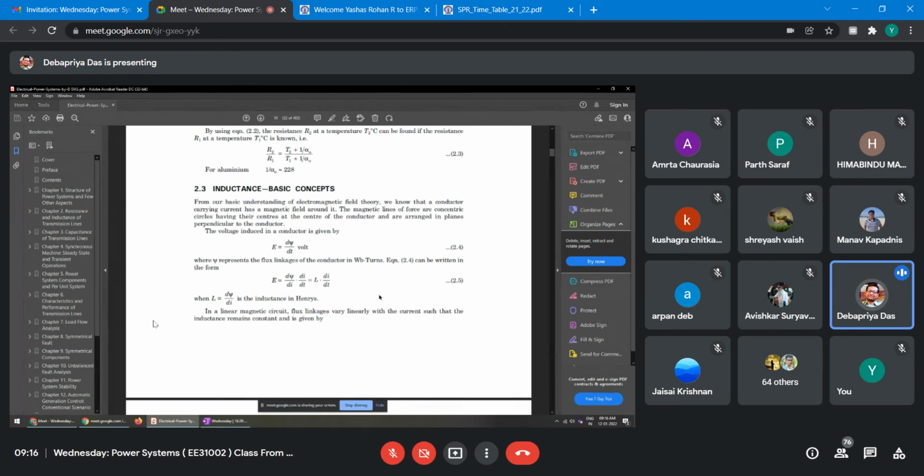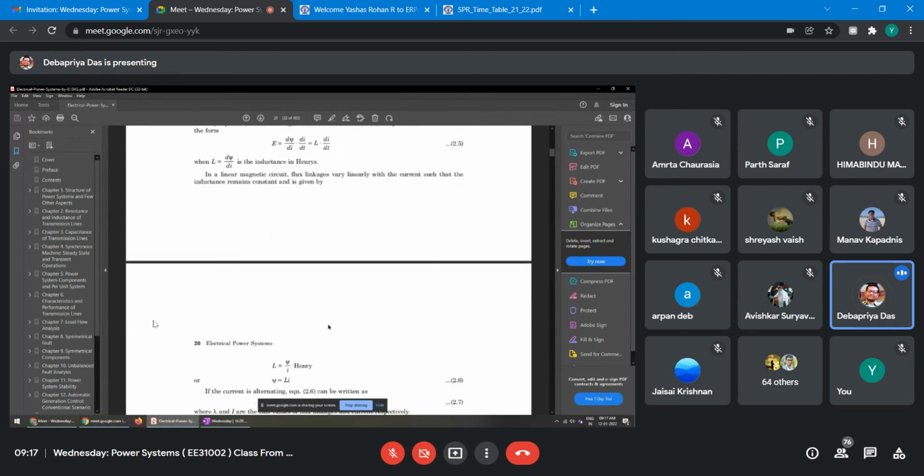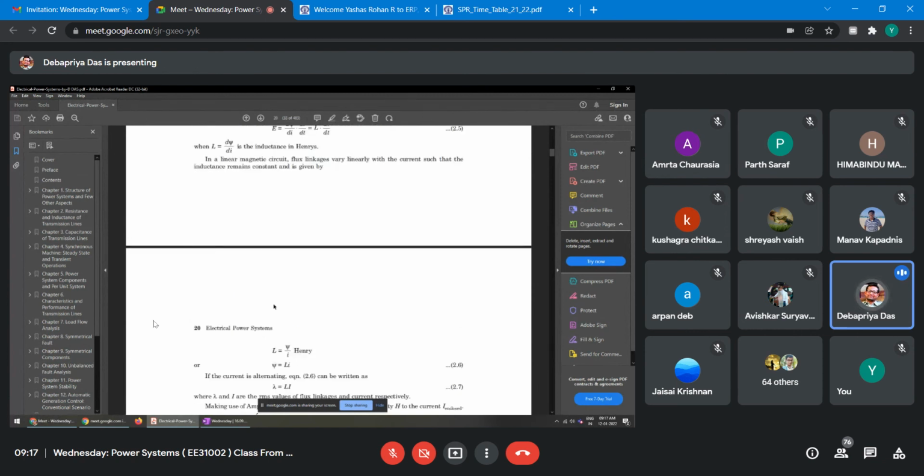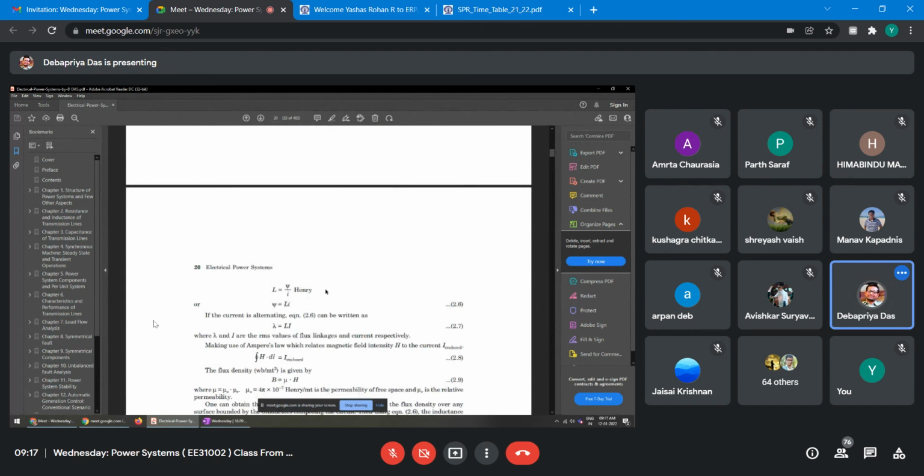Where L we define as d psi by di, the inductance in Henrys, right? This you have studied in higher secondary physics. In a linear magnetic circuit, because we are assuming linear, forget about saturation, the flux linkage varies linearly with the current, such that inductance remains constant. That's why L is equal to d psi by di, and therefore L is equal to psi by I in Henry. Instead of d psi by di, you can assume L is equal to psi by I, right? Or psi is equal to Li.